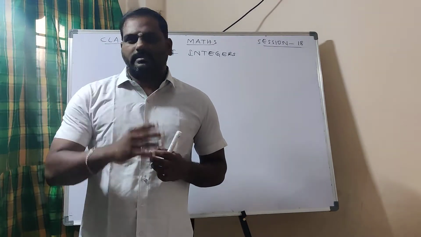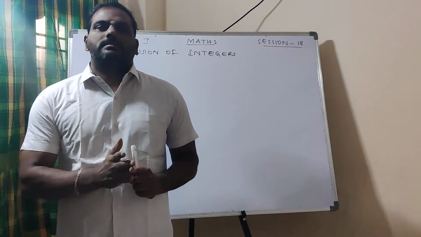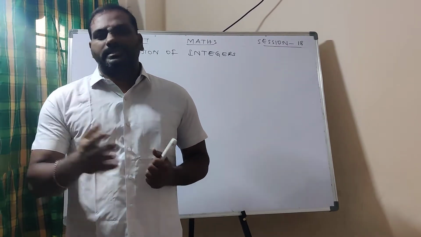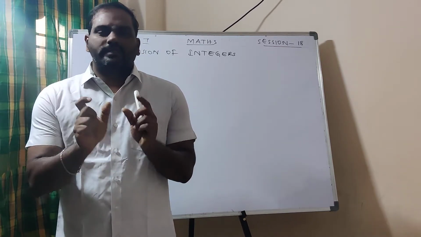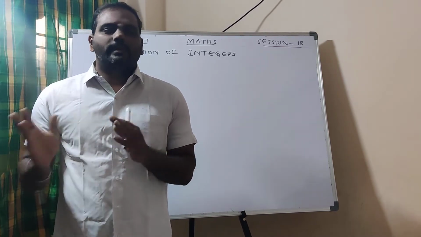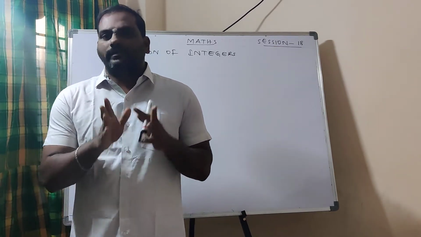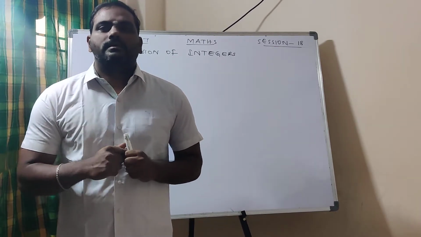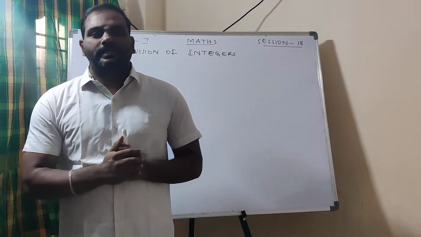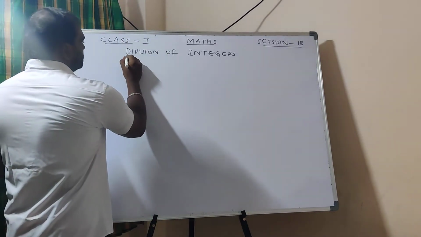There are some formulas: minus into minus is plus, minus into plus is minus, plus into minus is minus, plus into plus is plus. In that case, first we multiplied the numbers, then we multiplied the symbols. In the division of integers also, we have to follow the same method. First divide the numbers, then divide the symbols. For the division of integers also, we have 4 formulas.